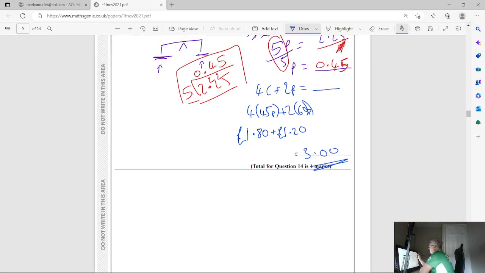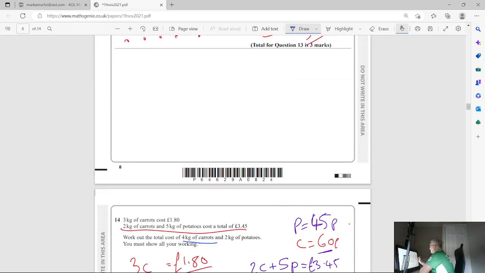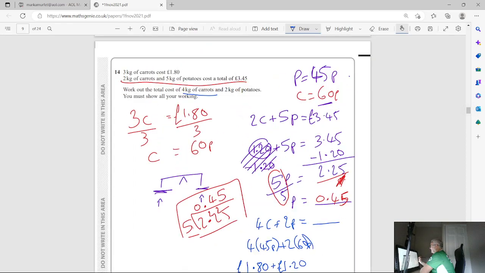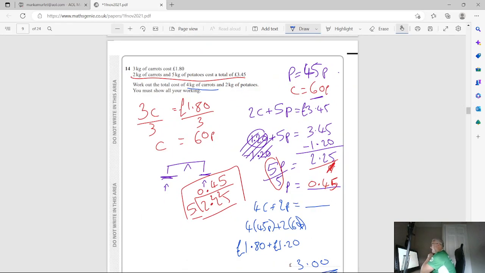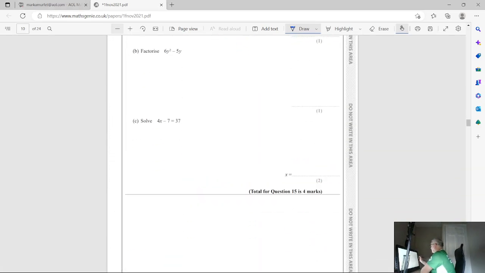Now there's quite a bit of work that goes into that question. It's a 4-mark question, and you can see everything that we've got there to be able to get us to the end goal of £3. Don't be afraid to show all of your workings, but don't write in this part here around the outside. If you write in there, it won't be marked. Okay, so let's go down to the next question.